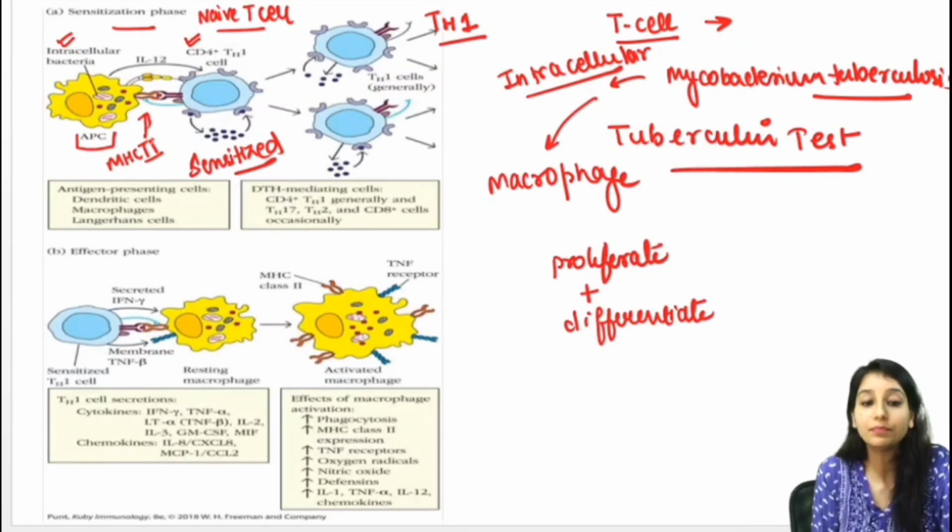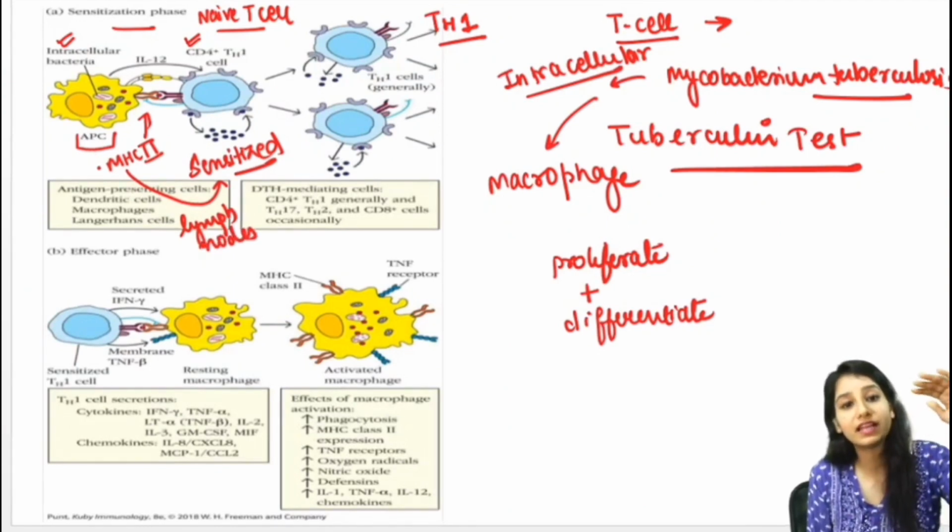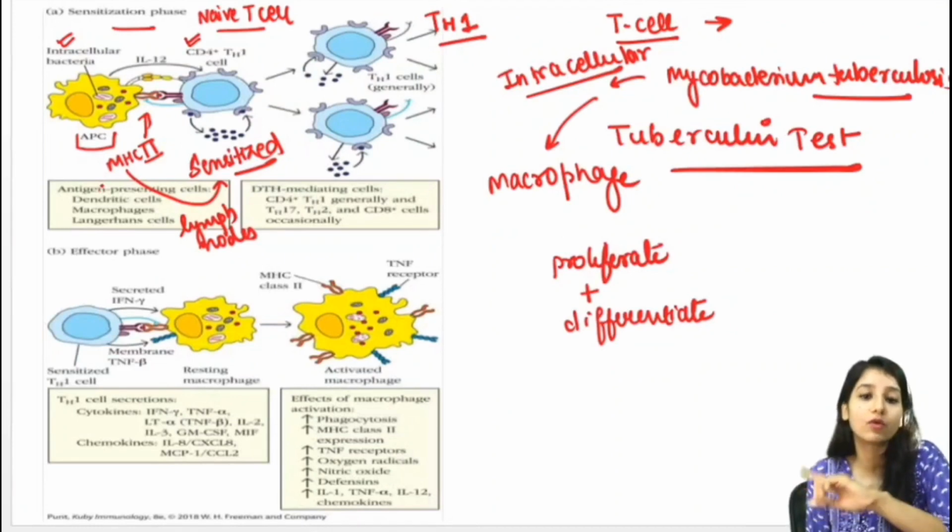So this has occurred for the first time, and if the macrophage has to show this antigen to the T cell, it should move to the lymph node. It has to move towards the lymph node because the lymph node contains the T cell. So this APC cell will move towards the lymph node, and it will show this to the T cell, and the T cell will proliferate and differentiate. This will occur for the first time.